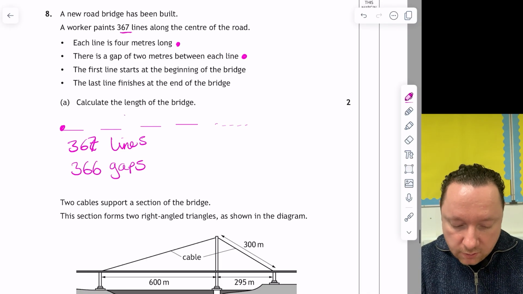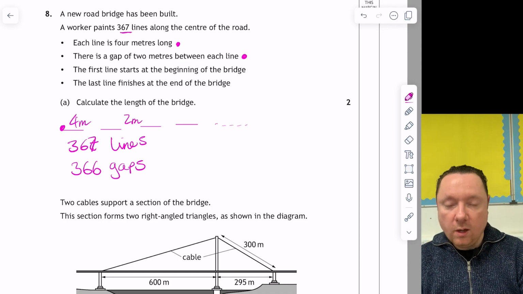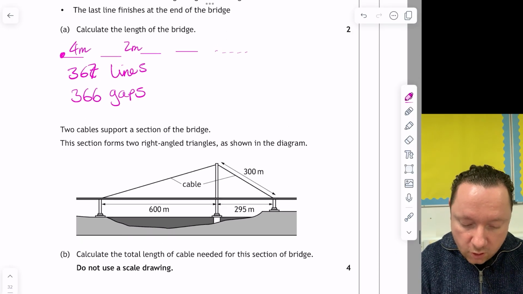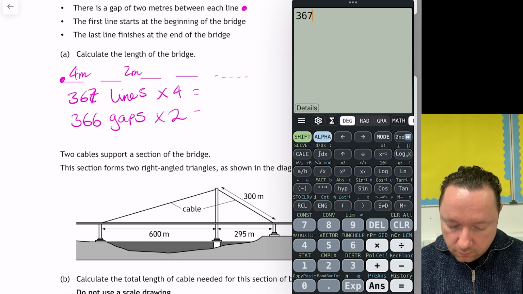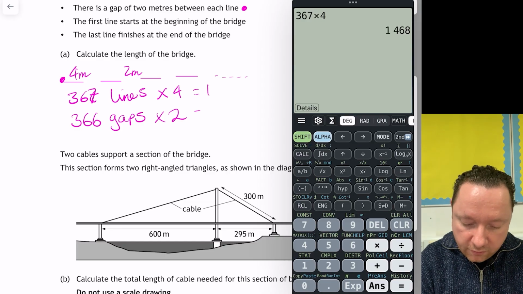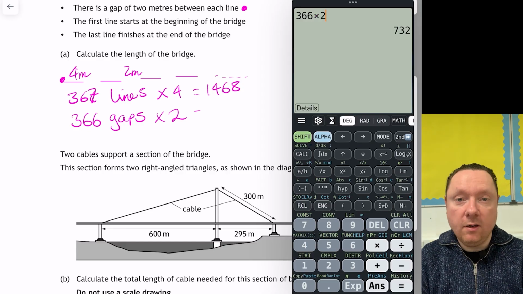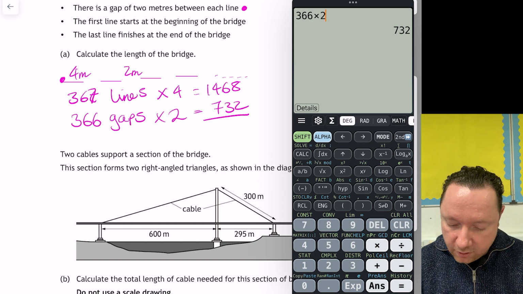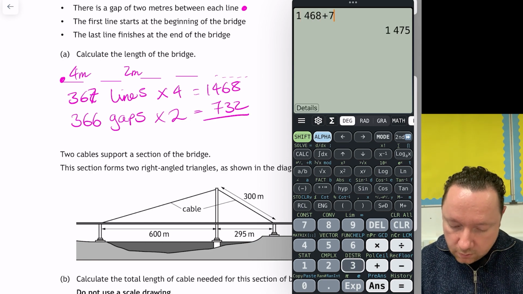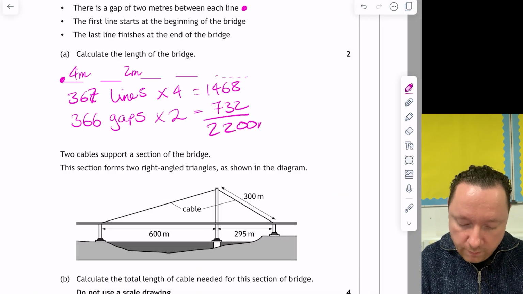And the gap is 2 meters, and each line is 4 meters. So I need to work out 367 lines times 4, 366 gaps times 2, and then add up my 2 answers. 1468 for the first number, and 732 for the second number. Adding them together gives me 2200. So the length of the bridge is 2200 meters.